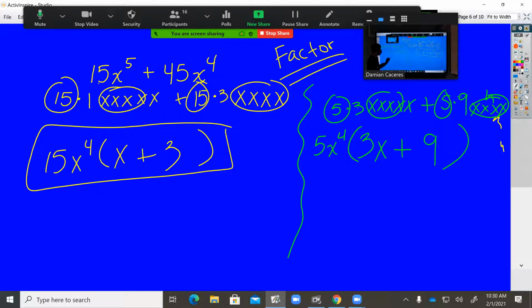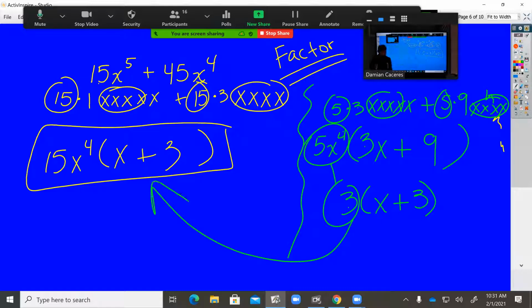Now look at the parentheses. What do you know about 3 and 9? Don't they have a common factor? What is the common factor between 3 and 9? 3. So this would factor to this, right? But you took out this at the beginning. If you take out more than one thing, what do you do with them? Multiply them. What's 5x to the 4 times 3? Same answer I got over here. So if you made a mistake, you don't have to start over. You can keep going and then multiply the two things you pulled out.